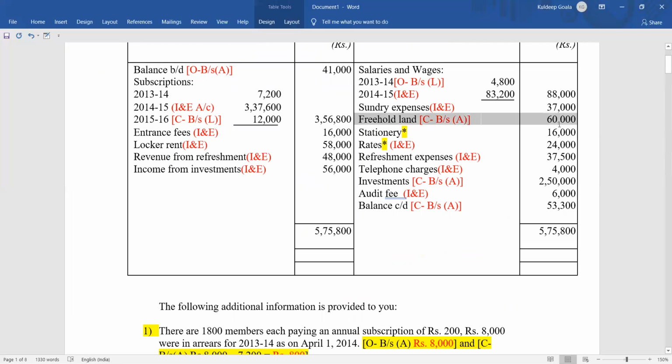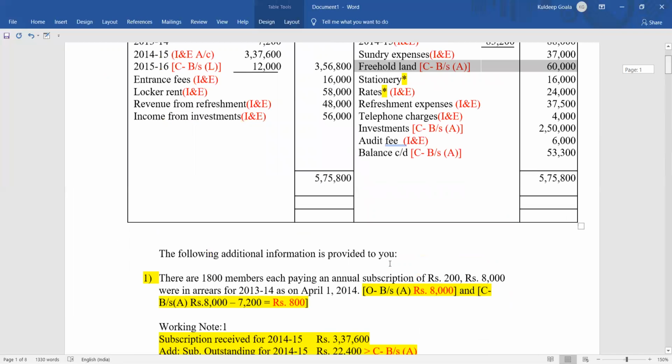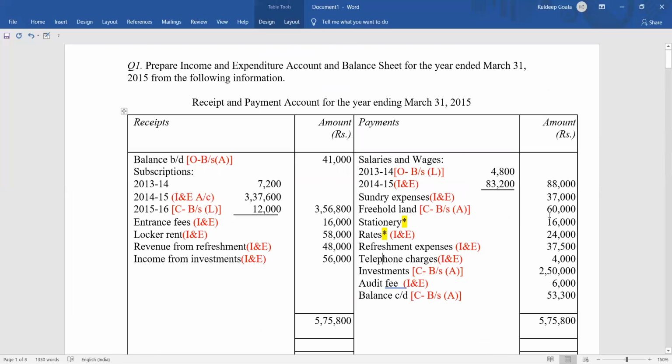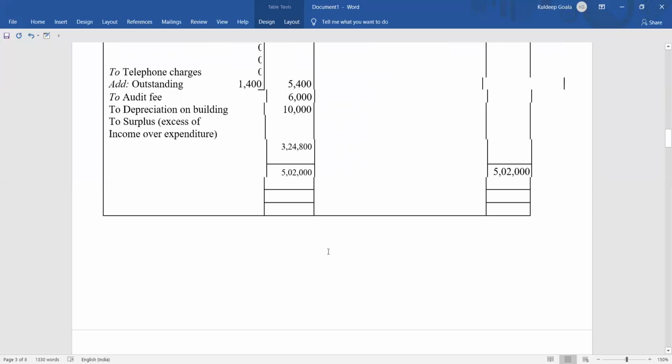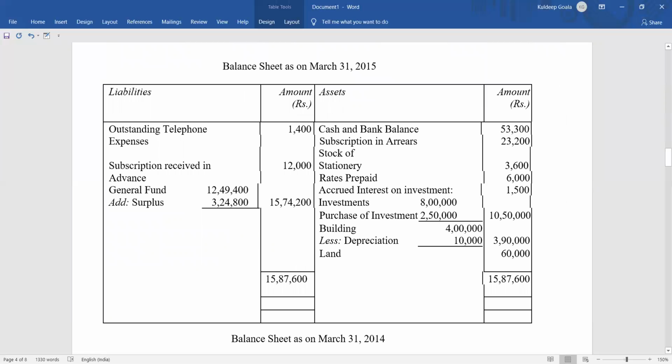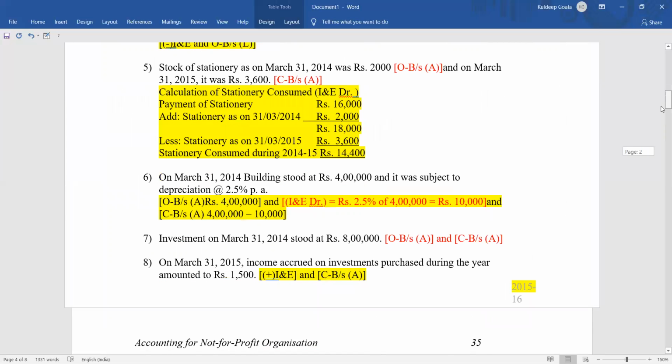The land will have 60,000 of value, freehold land, right? Here, this freehold land is having the longest life among all the assets. That is why it will be placed at last as freehold land. How much? 60,000. Clear? Now we are done. Just confirm whether there is anything else left. No, there is nothing else left.